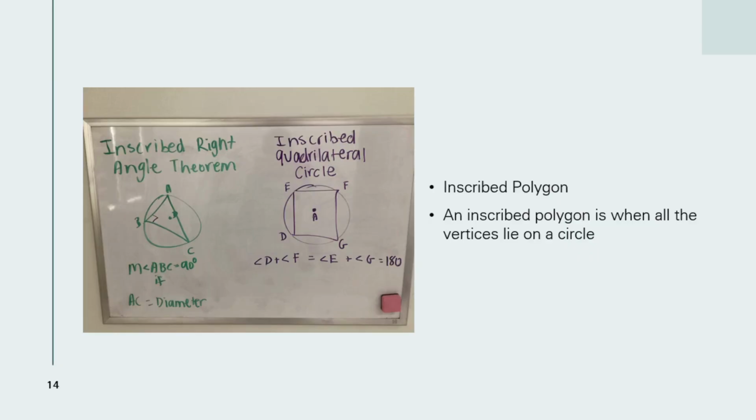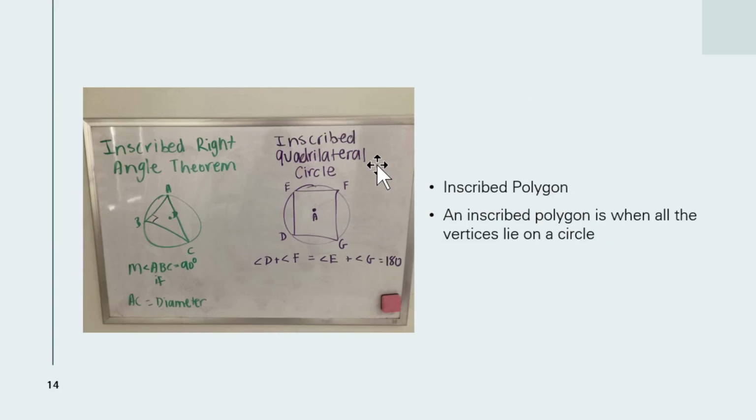An inscribed polygon. An inscribed polygon is when all the vertices lie on a circle. So as you see, this shape, all the vertices lie on the circle, right? Both of these shapes. The square is perfectly touching all of its vertices on the circle, okay? So ABC is equal to 90 degrees if AC is the diameter. Okay, that's pretty simple enough, just like a rule. If AC is a diameter, then B is 90 degrees, okay?